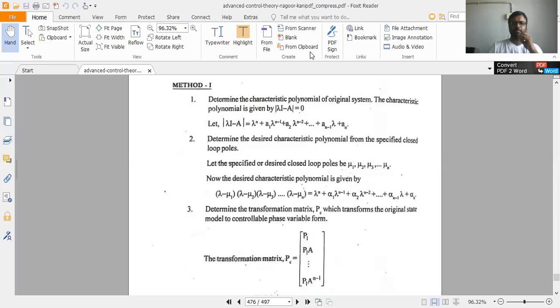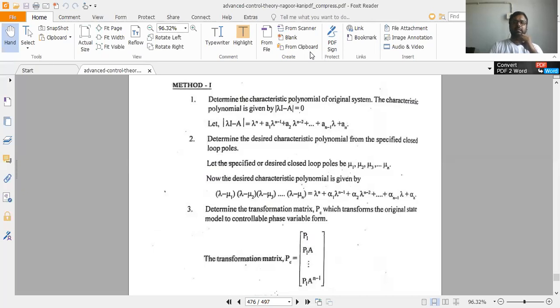Now let us discuss the first method. The first point in the first method is the characteristic equation. We need to determine the characteristic equation first, and the characteristic equation is obtained with a specific equation, that is, the determinant of lambda I minus A should be equal to 0. The determinant of lambda I minus A equal to 0 gives the characteristic equation.